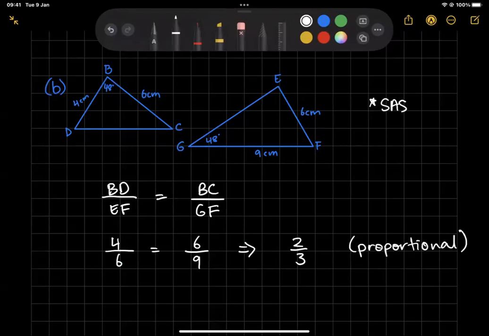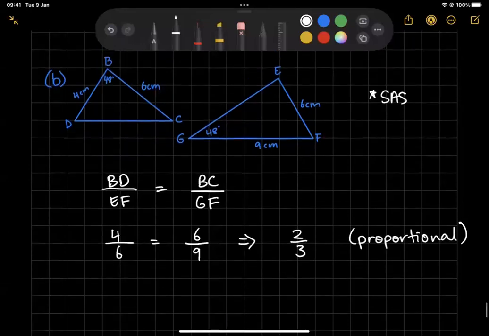Let's see if the angles are equal. If I look at it, the angle in triangle BCD is in between my two sides, so it's an included angle. However, for my triangle EFG, this angle is not the included angle. My included angle should be here. So now what I can see is that it seems like they're not similar.